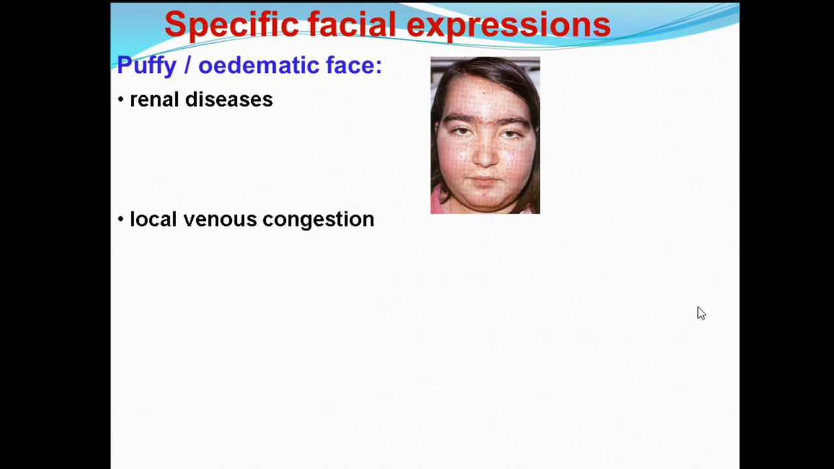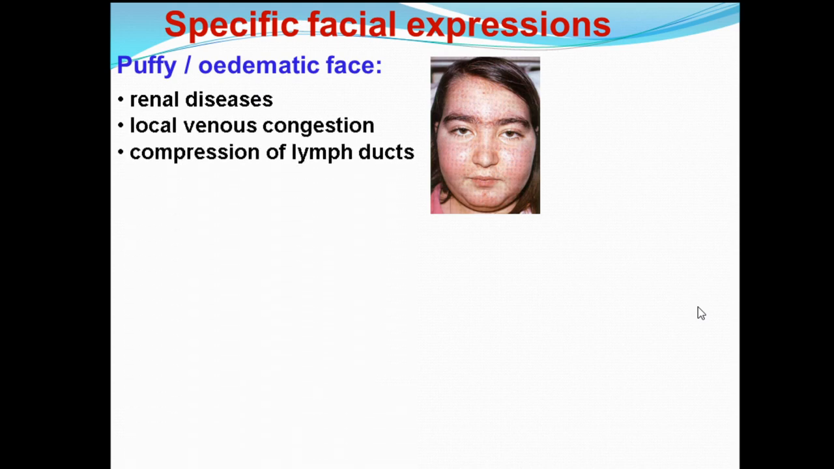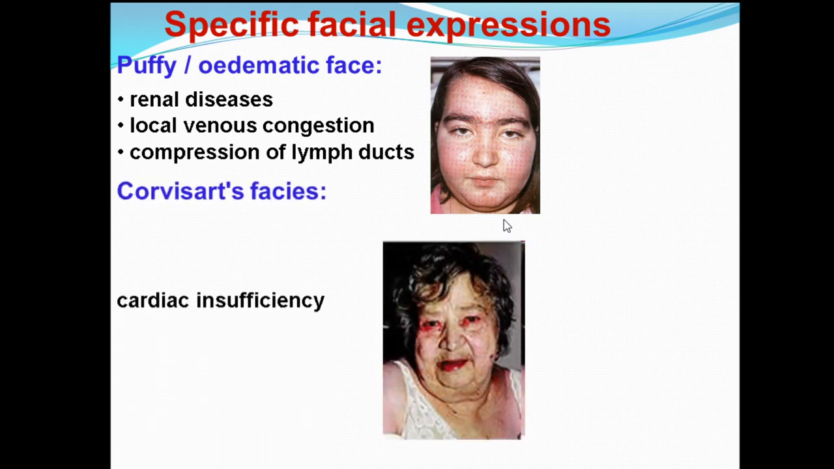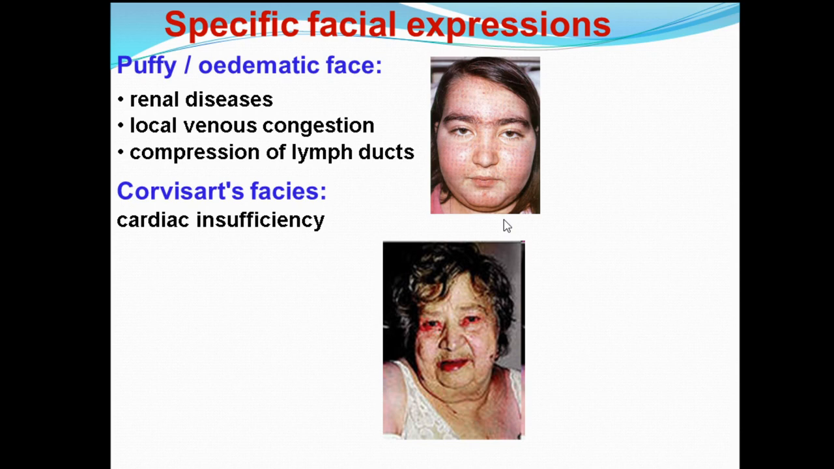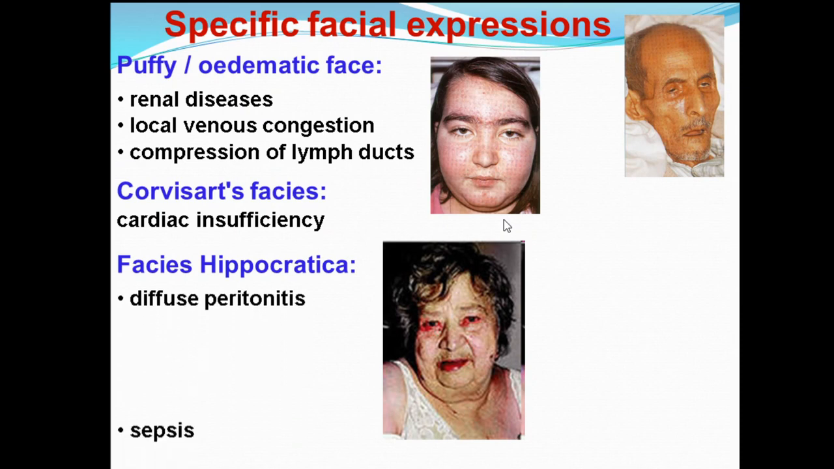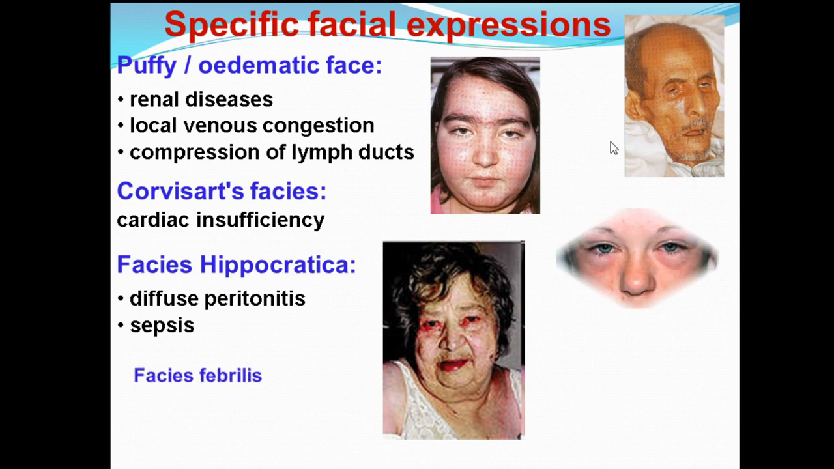We distinguish some special facial expressions. For example, a puffy, edematous face is characteristic of patients with renal diseases, some venous congestion, or compression of the lymph duct of the upper part of the body, when the liquid holds on the face and subcutaneous fat. Specific cardiac face is characteristic of patients with heart failure, cardiac insufficiency. Facies hippocratica is characteristic of diffuse peritonitis, sepsis, and usually is formed in the final stage of the patient's life.